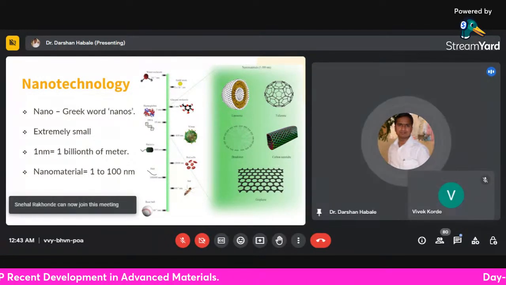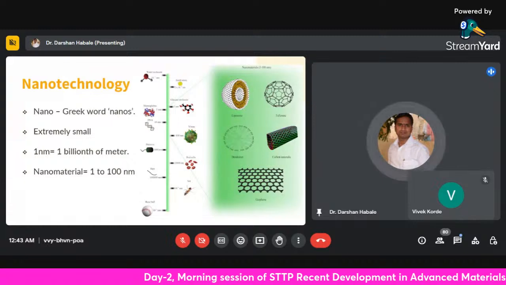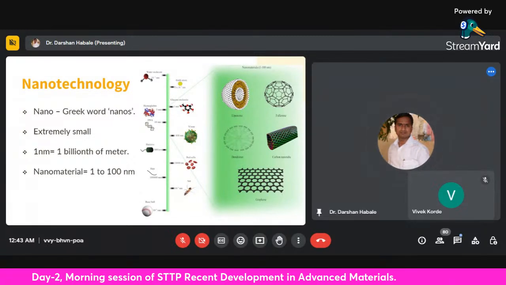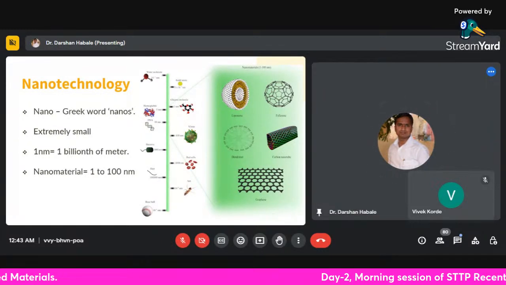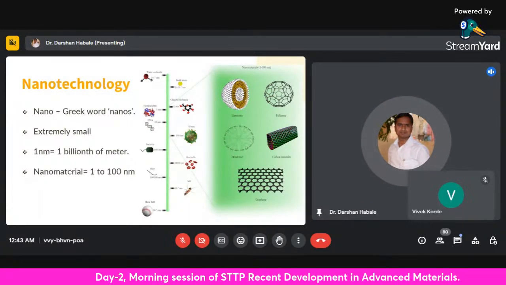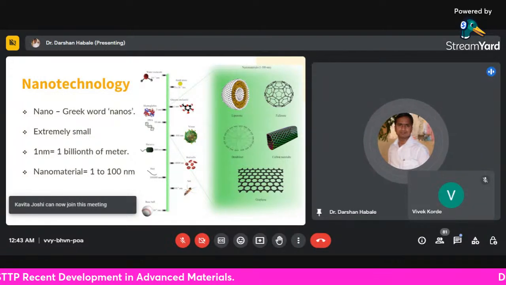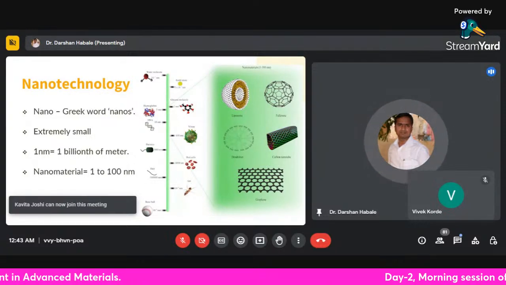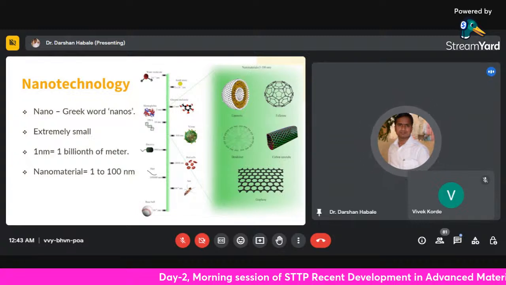Hence all nanoscale structures or nanomaterials typically have dimensions within this range, 1 nanometer to 100 nanometers. These are a few examples of nanomaterials: fullerene, liposome, dendrimer, carbon nanotube, and graphene. The nanoscale is basically used to study atoms and molecules at the atomic and molecular level. So we are going to deal with a single atom and molecule, or a few clusters, meaning a combination of a few atoms and molecules.